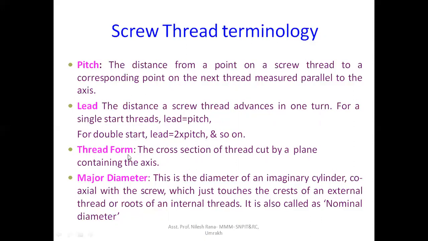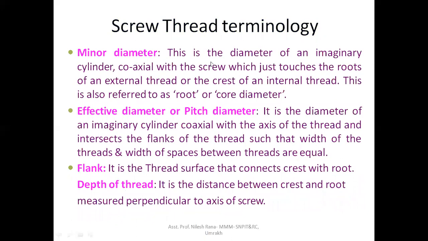Okay. Thread form. The cross section of the thread cut by a plane containing the axis, that is called the thread form. Major diameter. This is the diameter of an imaginary cylinder coaxial with the screw which just touches the crest of an external thread or roots of an internal thread. It is also called as nominal diameter. Okay. Minor diameter. This is the diameter of an imaginary cylinder coaxial with the screw which just touches the roots of an external thread or the crest of an internal thread.